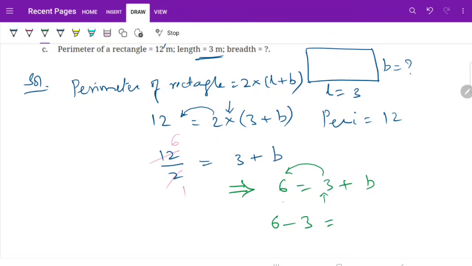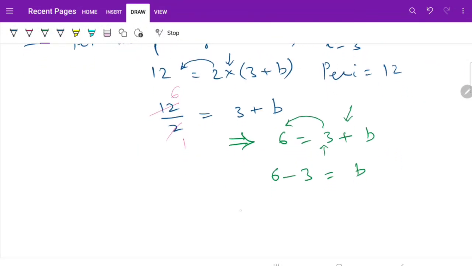Why are we not sending this to the denominator, as a division like before? Because here we have the plus sign. If you have a plus or minus sign between two values, then we have to send it to the other side just by changing the sign, not into the denominator. So 6 minus 3 is equal to B. Therefore, what is the value of B?